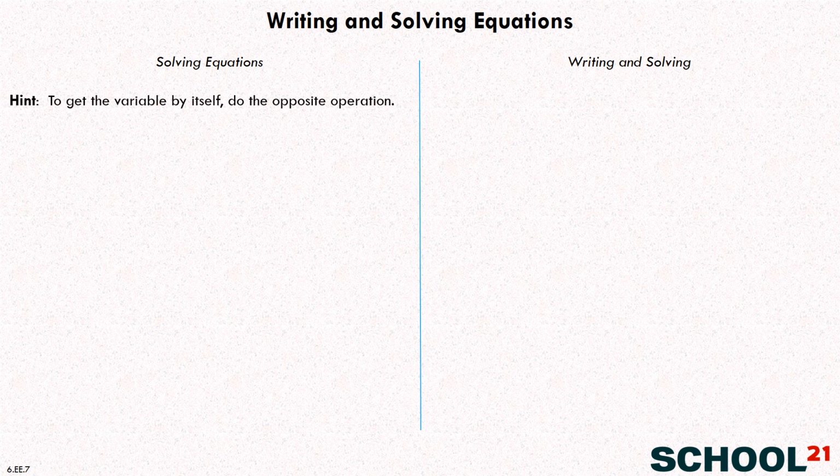And remember, we always want to do the opposite operation to get the variable by itself. That's our goal. Whatever our variable is, we want that variable like x equals something. So we just want it by itself. To do that, you have to always do the opposite operation. So let's look at a few examples here.